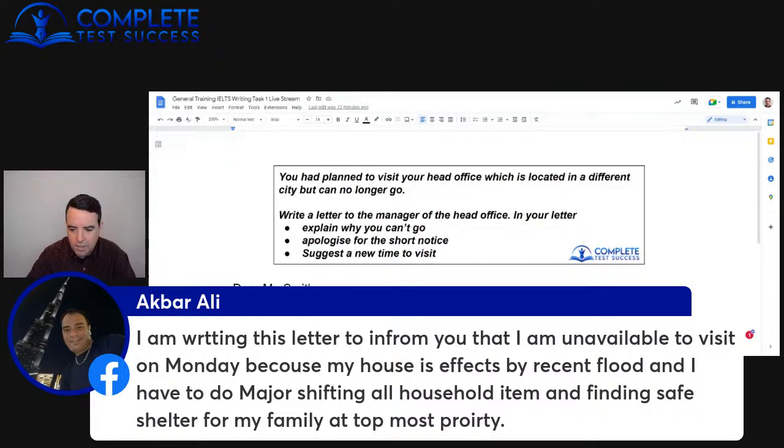What would we say? Items? That doesn't sound right. I have to move all of the furniture. I think I have to move everything. That would actually be the most natural way of saying it. And I have to move everything and find a safe shelter for my family, which is for obvious reasons my top priority at the moment. Something like that. Okay.